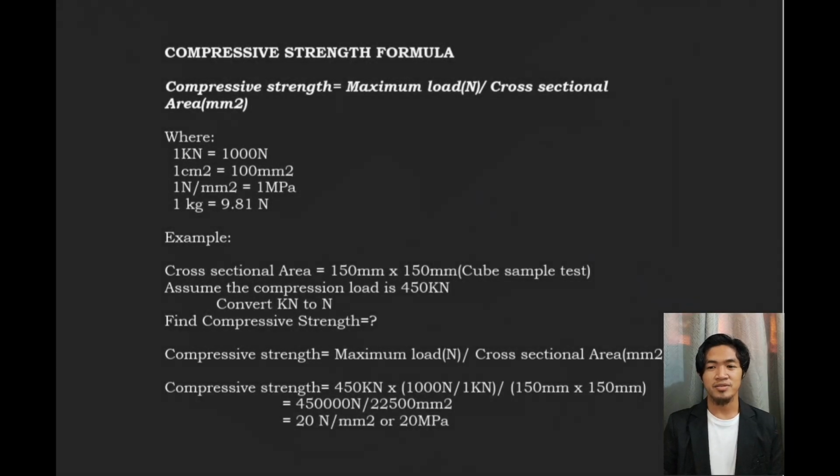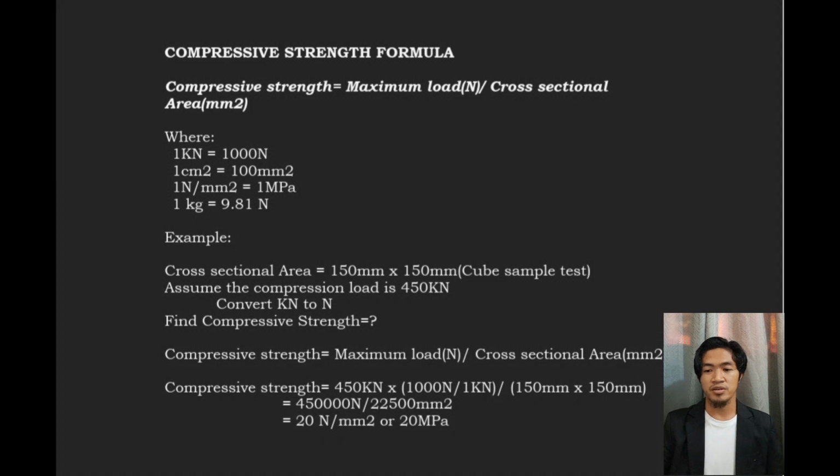Kaunting kaalaman about compressive strength. So as you can see, we have a formula for compressive strength. Compressive strength is equal to maximum load in newton divided by cross-sectional area in millimeter squared, wherein 1 kilonewton is equal to 1,000 newton and 1 centimeter squared is equal to 100 millimeter squared, and 1 newton per millimeter squared is equal to 1 megapascal and 1 kilogram is equal to 9.81 newton.